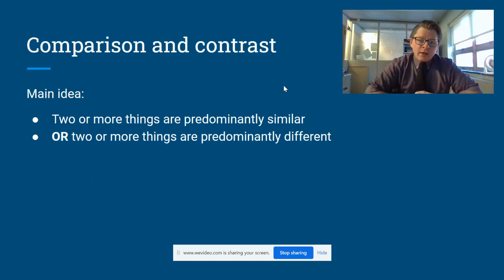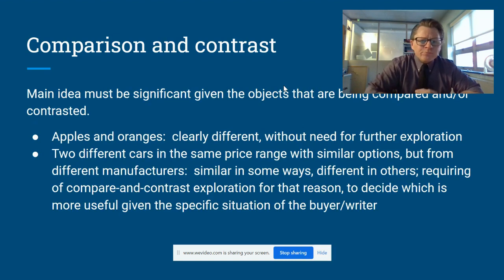The main idea next of comparison and contrast, again, a way of writing that I'm sure you've been exposed to before, is to show that two or more things are predominantly similar or that two or more things are predominantly different. A compare and contrast essay or paragraph that shows that there are just as many similarities as differences doesn't really do much for us. We're never really out to show that. Instead, we're making a certain argument about which of the two of them is more significant, the similarities or the differences. The main idea must be significant given the objects that are compared and or contrasted.